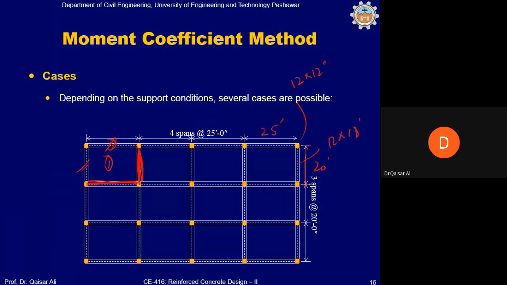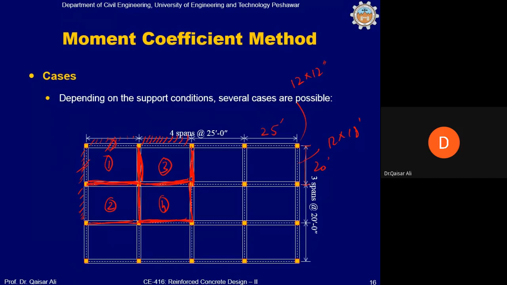Similarly if you see panel 2, the boundary condition of panel 2 is such that all three sides are continuous and one shorter side is discontinuous. Panel 3, all three sides are continuous and one longer side is discontinuous. Similarly panel 4 has different supporting condition. All four sides in case of panel 4 are continuous supports. Okay, यहाँ तक clear है? So with these different boundary conditions, the value of these 6 coefficients will change.